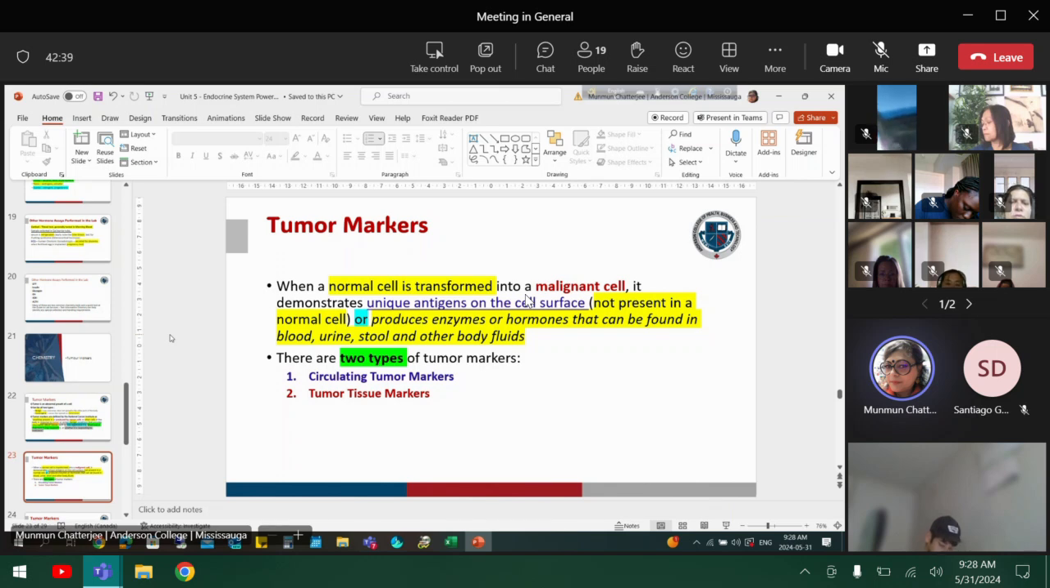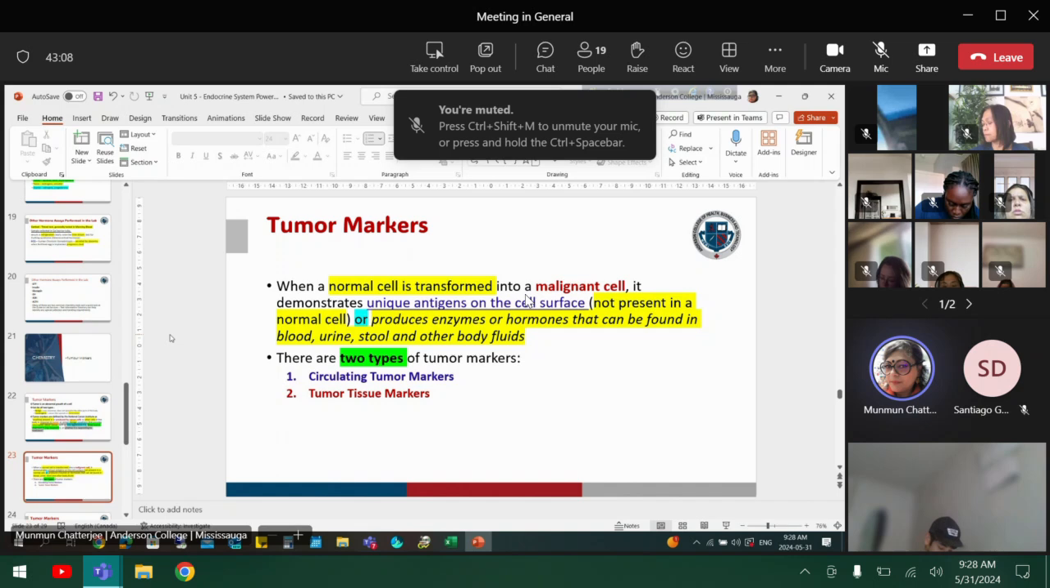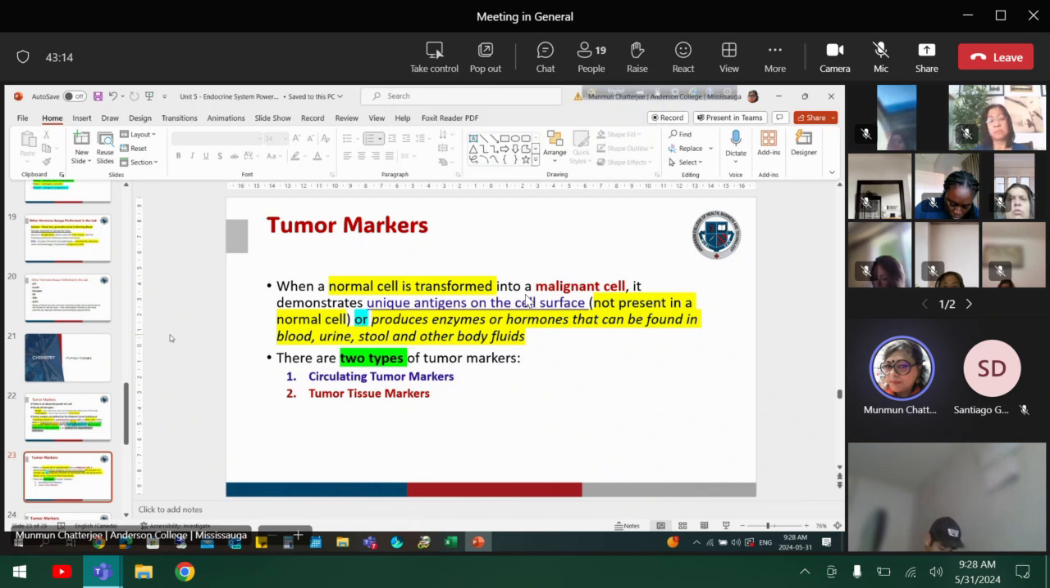So when a normal cell is transformed into a malignant cell, there should be some characteristics of the cell. Why is it different from the normal cells? Then it develops some unique antigens. You guys know now what unique antigens means. There are some specific proteins present on the cell surface, right? Which are not present in the normal cell. So it changes to a malignant cell when it develops some unique antigens on its cell surface.